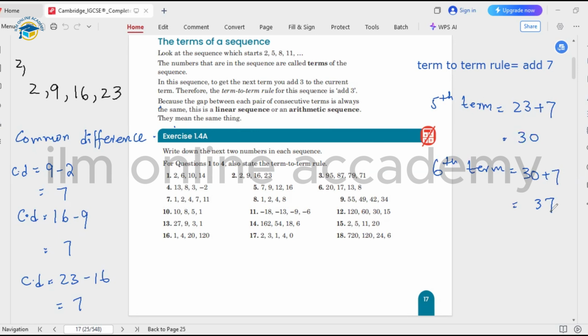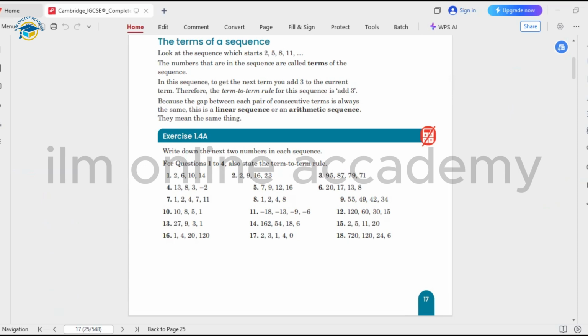Okay, so in this way you can easily find your next two terms and your term to term rule as well. The third sequence that they gave is basically a decreasing sequence. This one is not an increasing sequence. So this time, your term to term rule is a bit different. Let's find out. For question number 3, the sequence that they give is 95, 87, 79, 71.